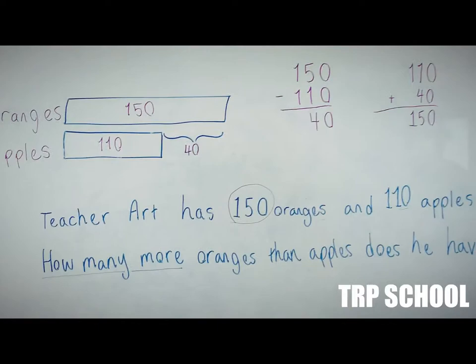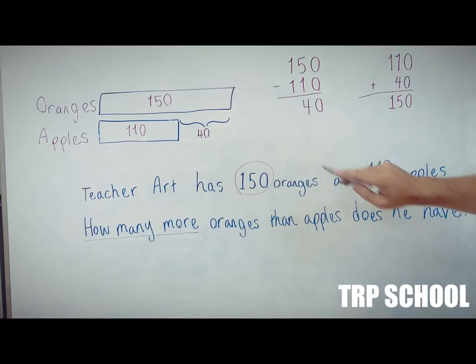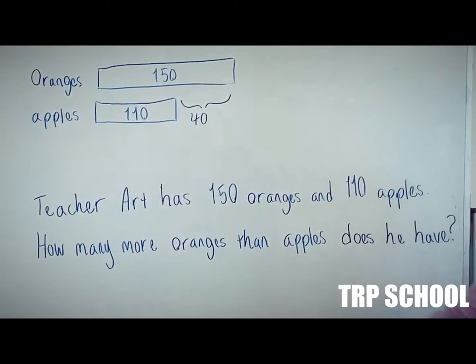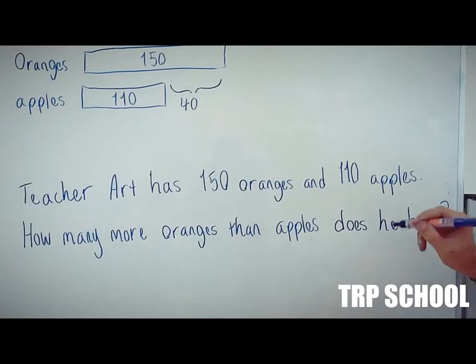One more time. Teacher Art has 150 oranges and 110 apples. So, how many more oranges than apples does he have? He has 40 more oranges.